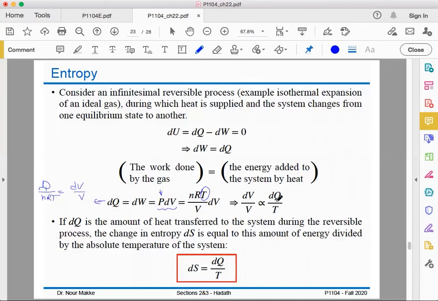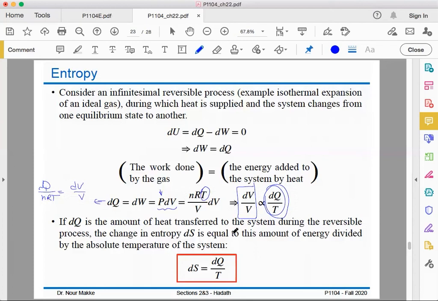And so this is where the definition of the entropy comes from: if dQ is the amount of heat transferred to the system during the reversible process, then the change in entropy dS is equal to this amount of energy divided by the absolute temperature of the system. So from here comes the definition of the entropy as dQ over T. Because dQ over T is what is related to the heat, so this expression tells us how much heat is entering and how much disorder is being created. dV over V is proportional to dQ over T, and dV over V lets us gauge how much disorder there is, because the larger the volume, the more randomness and the more disorder.